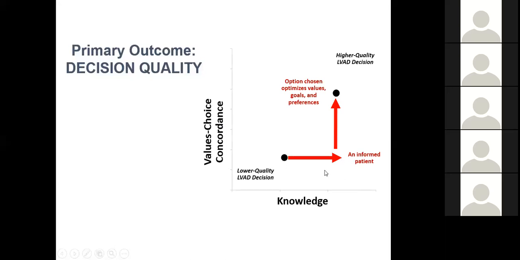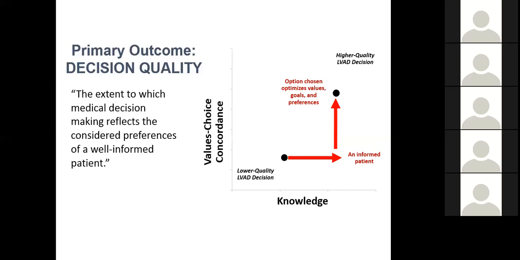If you improve knowledge and value concordance, meaning the choice they make was concordant with their values, then you have a higher quality decision. This is at least the theory behind this. I think you can quibble with a lot of this, and whether these are the right things to measure in every context, I don't know. I wonder if at the end of life, making sure people are really informed is as important as value concordance. But it's hard to measure these kinds of things. So this is the measure we use.